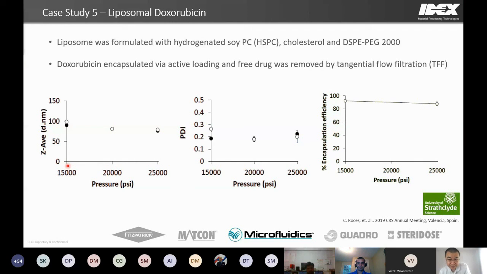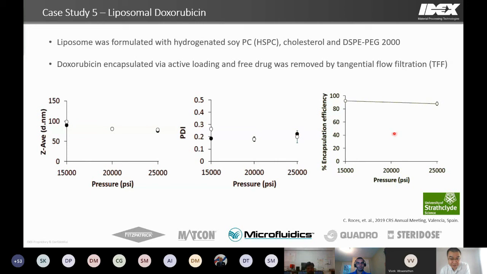The TFF step is used for buffer exchange. Remember, we need to create the transmembrane gradients before drug loading. The TFF is also used to remove the unencapsulated free drug after drug loading. Empty liposome particles were able to be reduced to below 100 nanometers, around 80 to 90 nanometers, and the PDI was below 0.2.